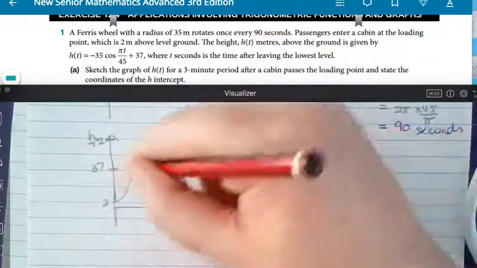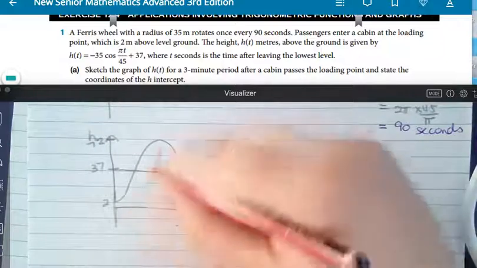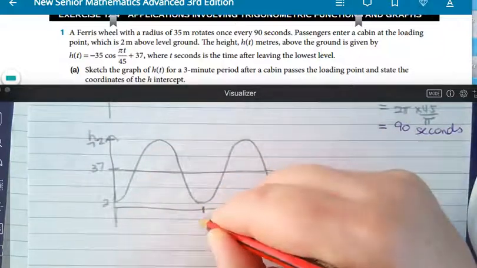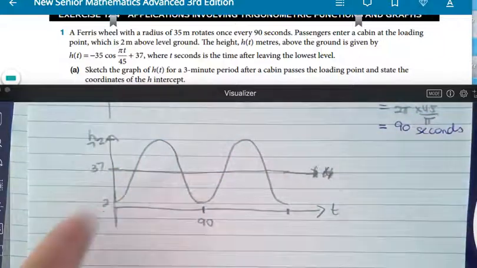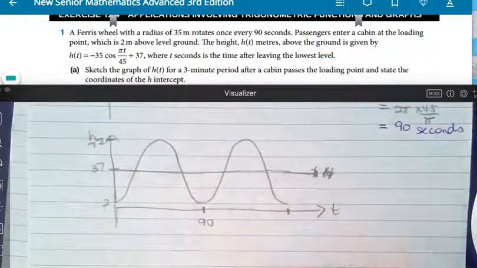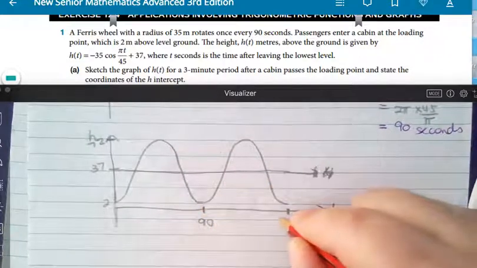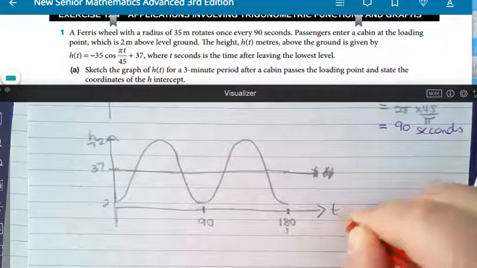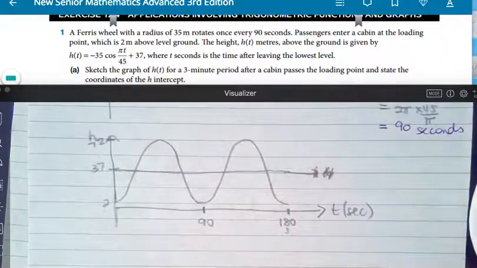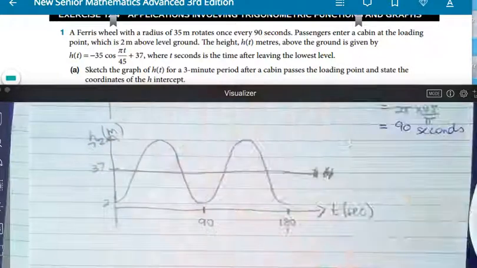It's not this. This should be a dotted line, all right? But it's really important to put it there. Otherwise, you can't tell where anything is unless you draw that middle line. So maybe do that middle line dotted and then put your solid line down there. I've got 90 seconds. I've got 180 seconds, right? So this is time in seconds and this is height in meters.